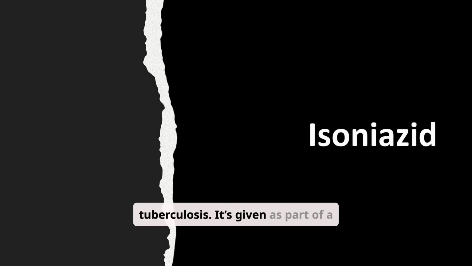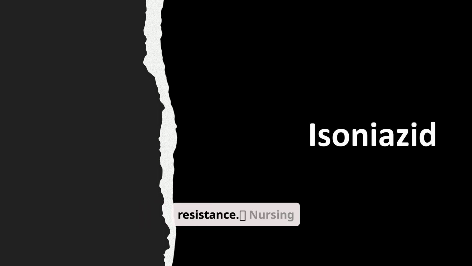Isoniazid, INH, is the first-line drug for tuberculosis. It works by inhibiting mycolic acid synthesis in the bacterial cell wall of Mycobacterium tuberculosis. It's given as part of a combination regimen to prevent resistance. Nursing tip: teach your patients to report tingling in fingers and toes. It could be peripheral neuropathy.